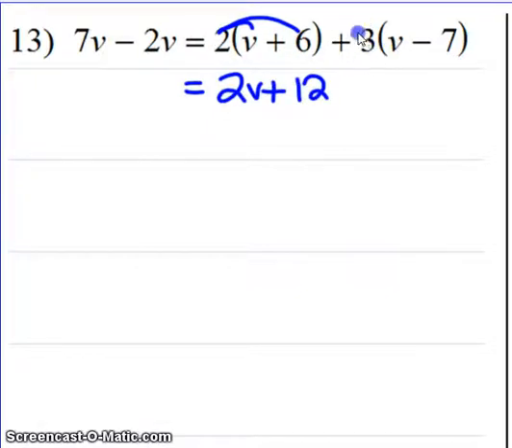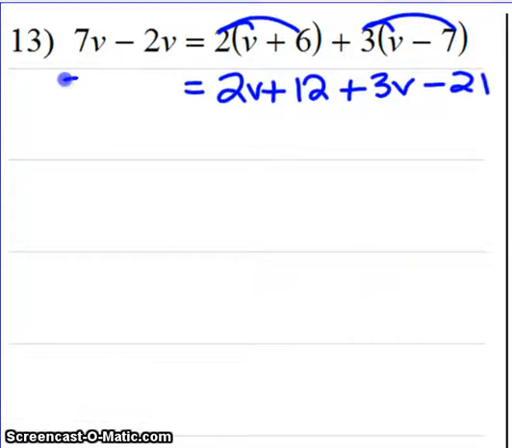The 3, this positive 3, belongs to this set of parentheses. So I'm going to distribute the 3 into this last set of parentheses right here. 3 times v is positive 3v, so plus 3v. 3 times negative 7, again it's negative because there's a subtraction sign in front of it, would be negative 21 or minus 21. Bring down the 7v minus 2v on the left side.